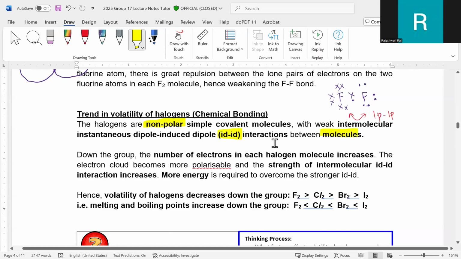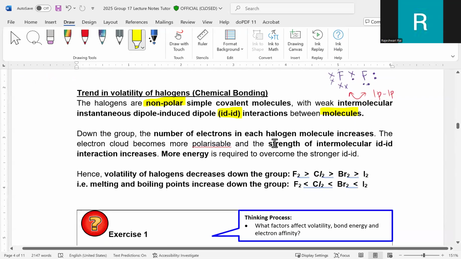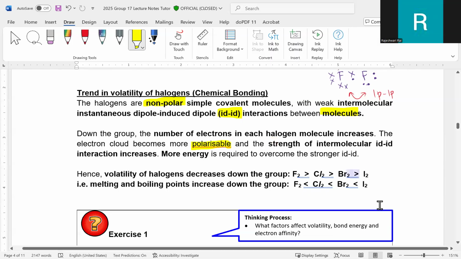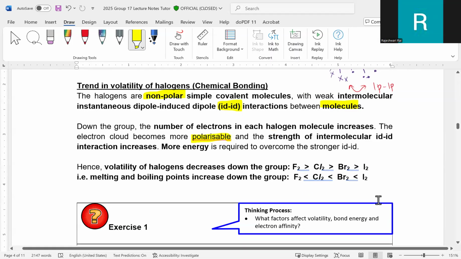Down the group, the number of electrons increase. So we were looking at the Mr as a gauge of how many electrons there are. So the more electrons you have, the bigger the molecule. This makes it more polarizable, and therefore the strength of the ID forces will actually increase down the group. So just notice that volatility will decrease, and the melting point and the boiling point will increase down the group.